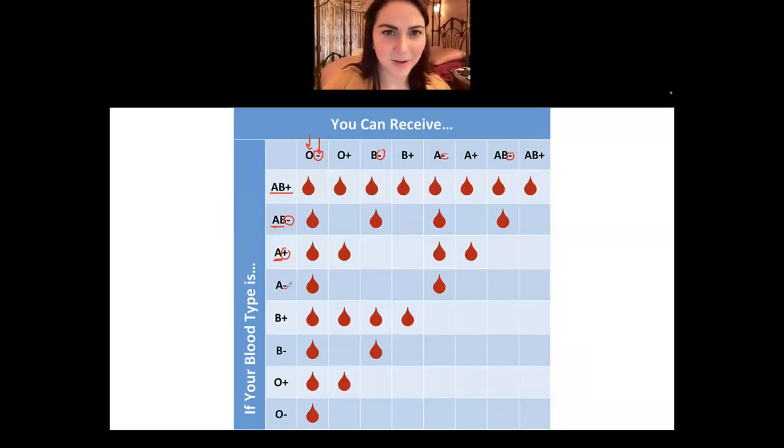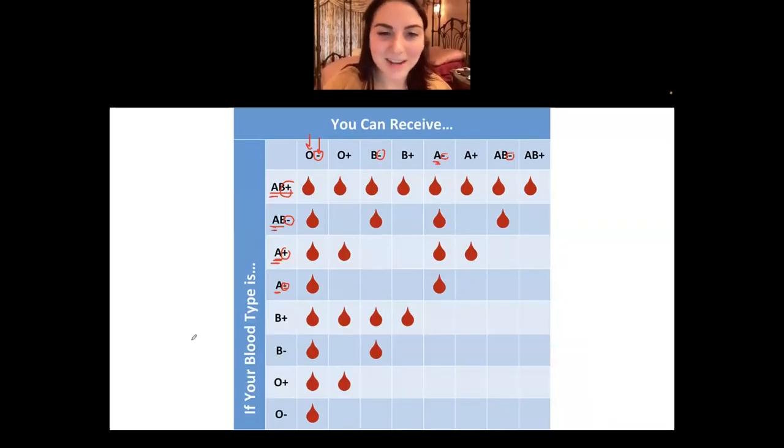Wait, hold on. I'm saying that backwards. Is this chart right? No, sorry. I'm looking at it opposite. So if you're A negative here, you can give to positives. So you can give to AB positive, A positive, and you can give to negatives. So AB negative, A negative. And since you're A, you can give to any cell that has A on it. That includes just the A's and it also includes the ABs. But you can't give it to O because there's no A. You see what I'm saying?